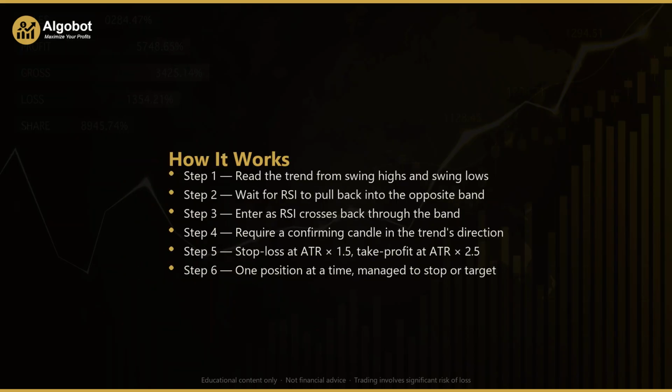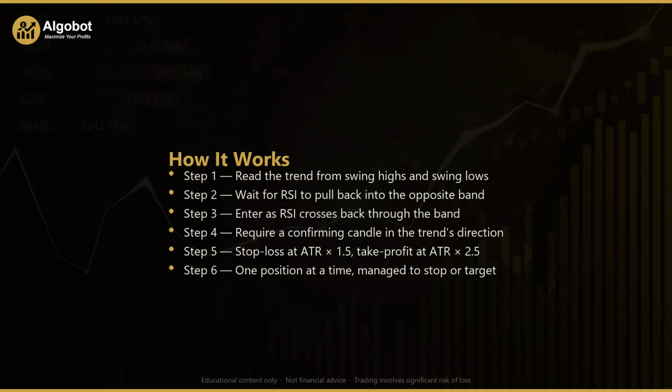Let's walk through the exact logic step by step. The first job on every completed bar is to update the swing structure. The strategy looks back over a window set by the swing lookback parameter, which defaults to 4 bars on each side, and it checks whether the bar in the middle is a local high or a local low. By storing the last 2 swing highs and the last 2 swing lows, it can compare them.